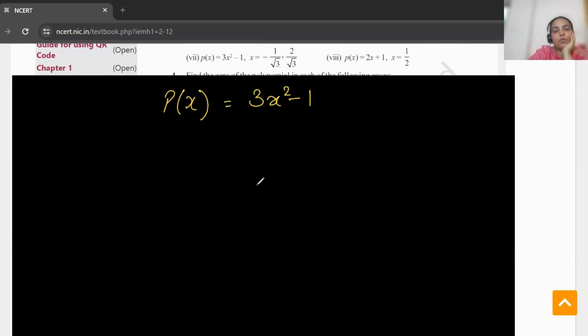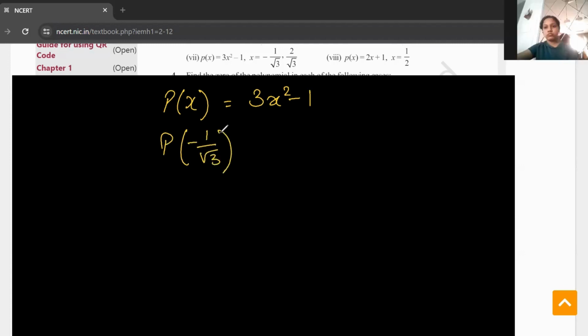Which approach do you want me to follow? Like, should I put in the values there? Yes, equate. Tell what I am doing. I'm putting the values. You said equating it with 0. Which approach did you say? I'm equating it with 0. Okay, okay.